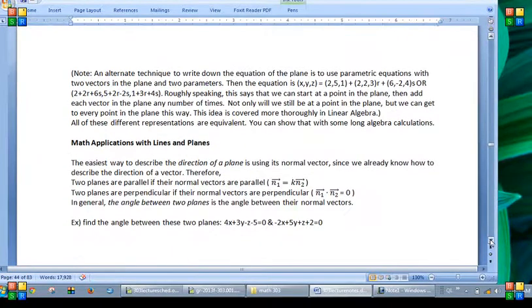So, find the angle between these two planes. 4x plus 3y minus z minus 5 equals 0, and negative 2x plus 5y plus z plus 2 equals 0. Now, in the abstract, this seems like a very complicated problem. But it's actually simple, because in order to do this problem, you need the normal vectors. Well, what's the normal vector for the first plane? 4, 3, negative 1. You just pull off the coefficients. What about the negative 5? It doesn't matter?